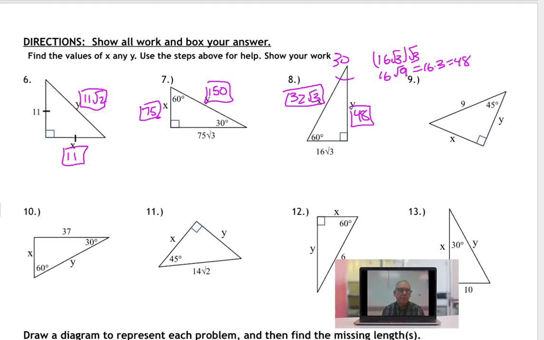Let's look at number 9. So 45, 45, 90. If the hypotenuse is 9, the short side times root 2 made 9. So y times root 2 equals 9, y is going to be 9 divided by root 2, which is 9 root 2 over 2.